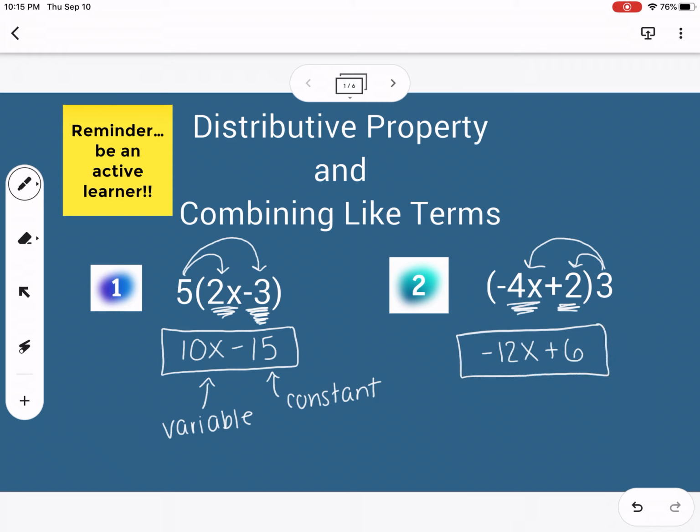Final answer. Now, you can technically write this answer the other direction. So if anyone did that, it's okay. We're going to learn later on in the school year that we want our answers in standard form, which basically for right now means we want to put the variable first and the constant second.